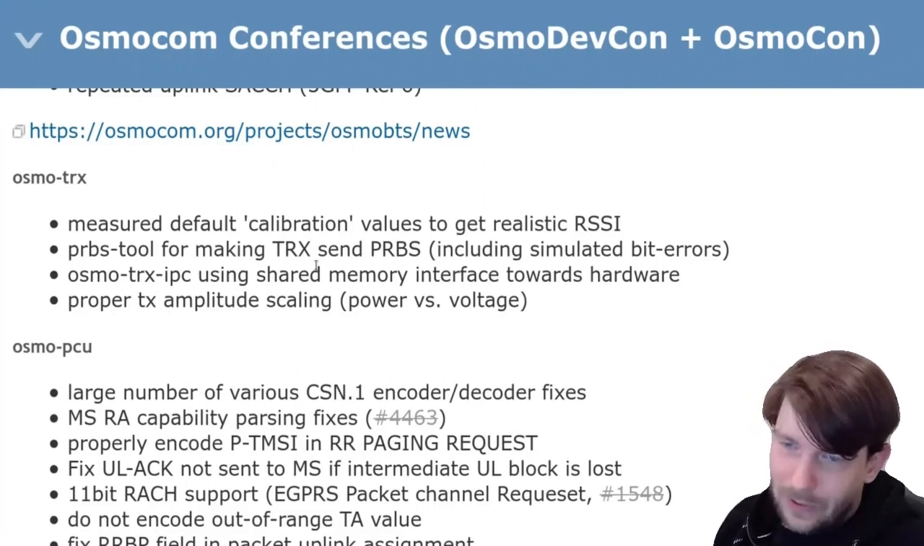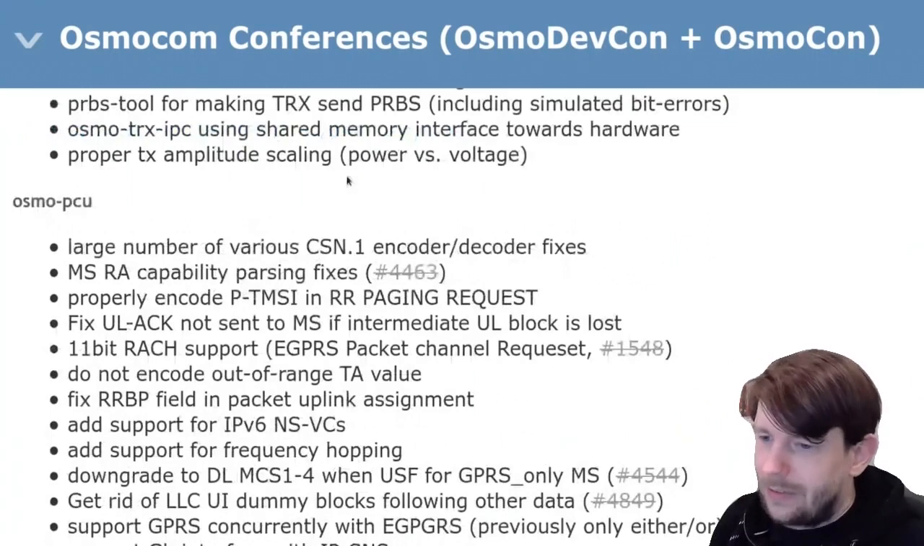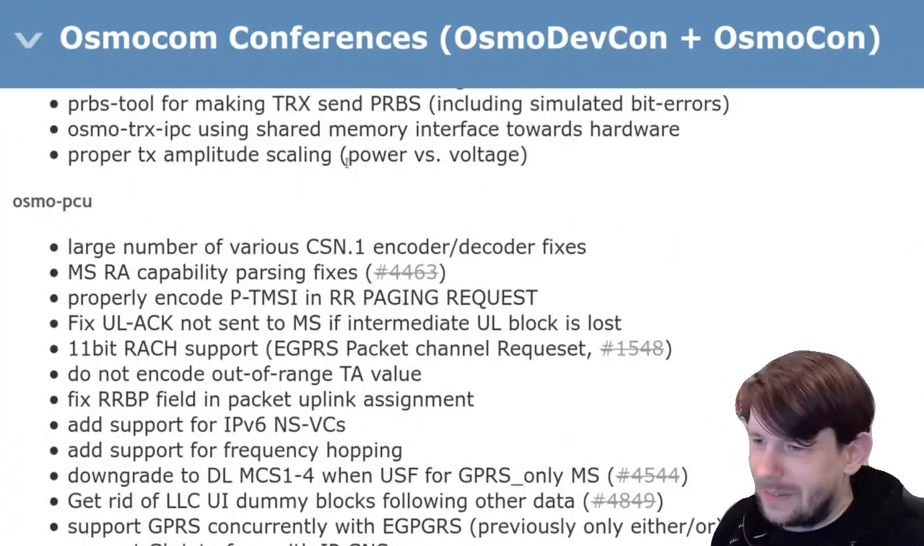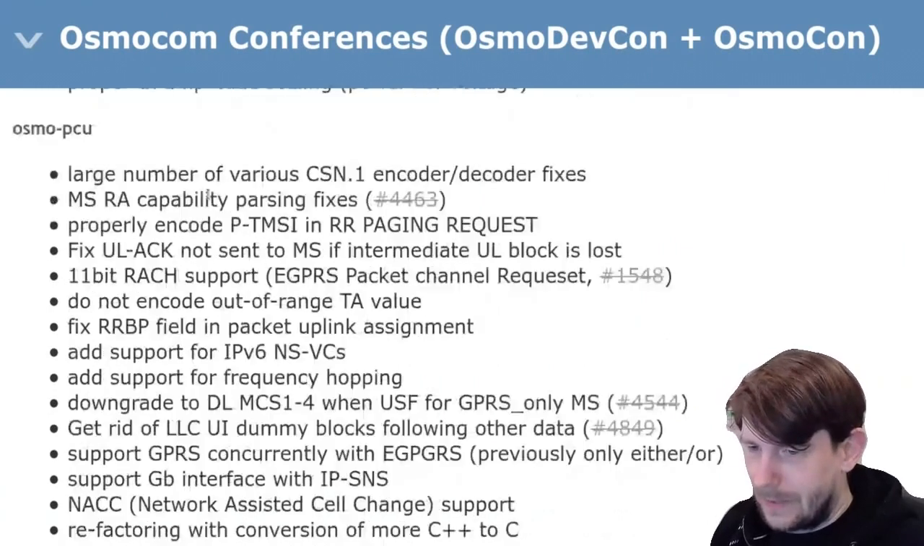Shared memory, of course, to avoid copying all the samples again and again, so the samples can just go zero copy through the shared memory. We also now have proper transmit amplitude scaling. There was a mistake in power versus voltage scaling. So if you said, I want to reduce by 2 dB, and that was not correctly implemented, it's now fixed.